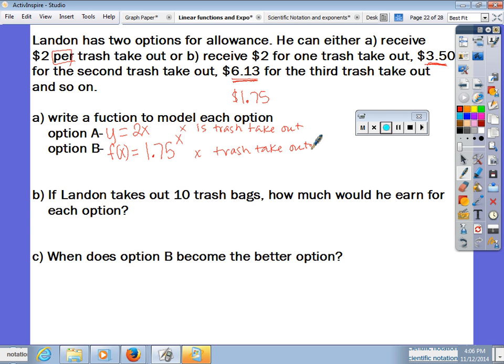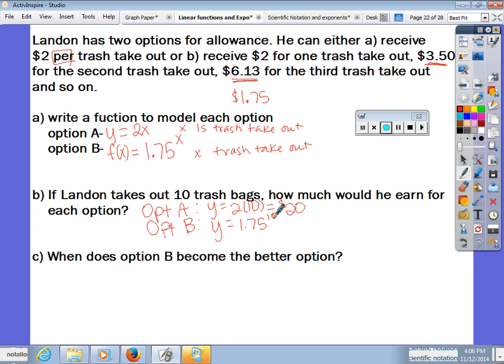So if Landon takes out 10 trash bags, how much would he earn for each option? All we would do is just plug in 10 to our equation. So for option A, it would be y equals 2 times 10, which is 20. So he's going to earn $20 for that if he takes it out 10 times. Option B, we're going to plug it in here, and it would be y equals 1.75 to the 10th power.